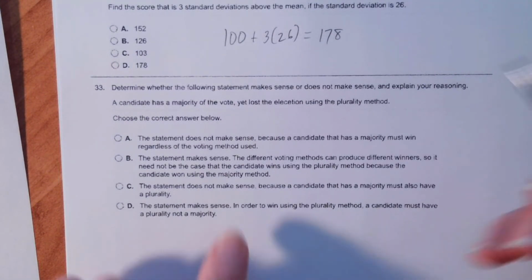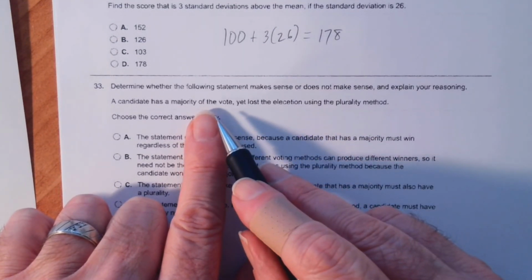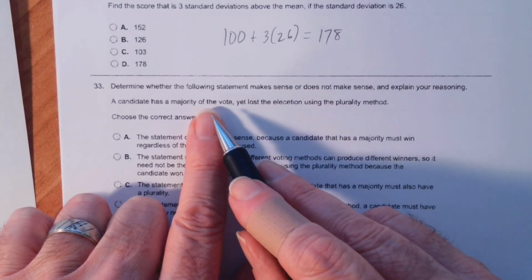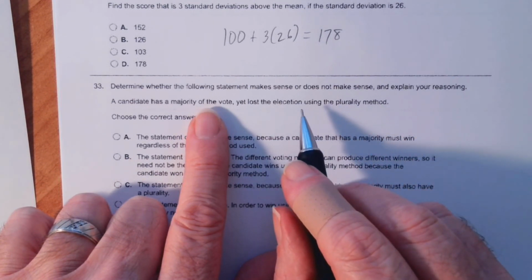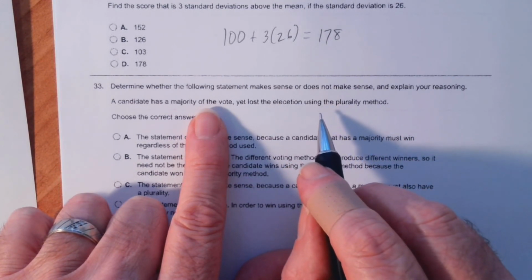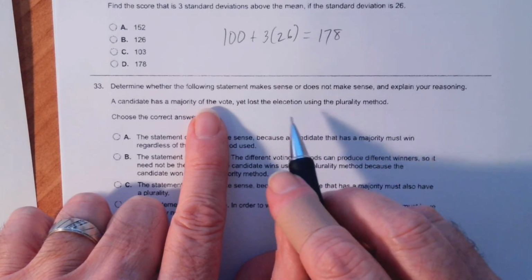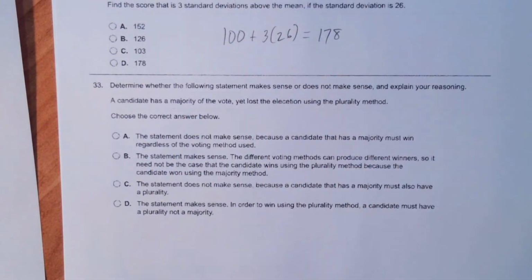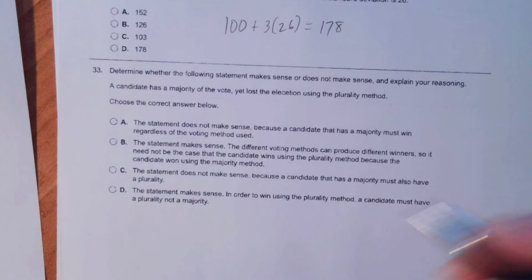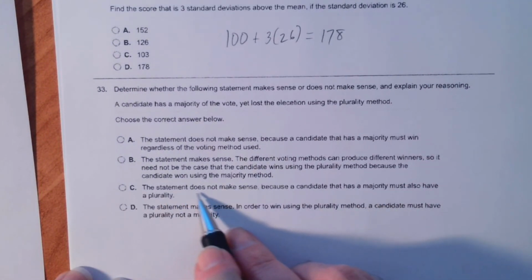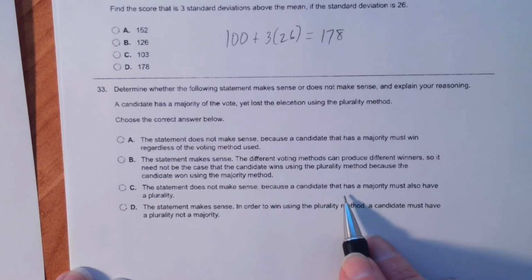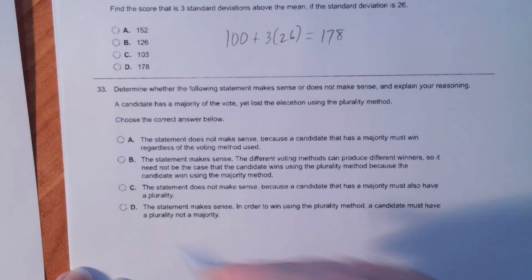So the bottom line, though, is if you got a majority, that means you got more than 50%, which means you couldn't have lost using the plurality method. There's no way that anybody else could have gotten more votes than you. You got over half the votes. And so the statement below that would express this, the statement does not make sense because a candidate that has a majority must also have a plurality.